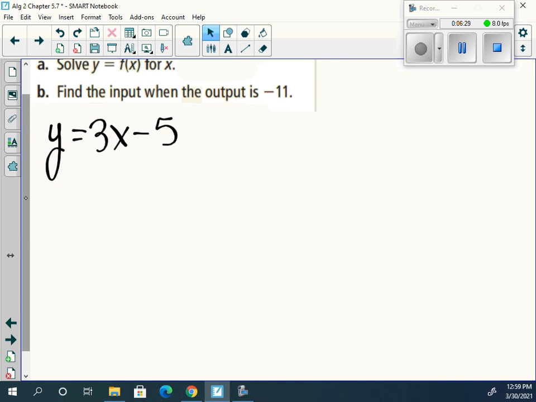All right, guys. So looking at this here, the first thing we're really going to want to do to solve y equals f of x for x is replace f of x with y. So we're going to start off by setting this up as y equals 3x minus 5. And we want to solve it for x, so we're going to get x by itself. Well, the first thing we can do in getting x by itself is add 5 to both sides.